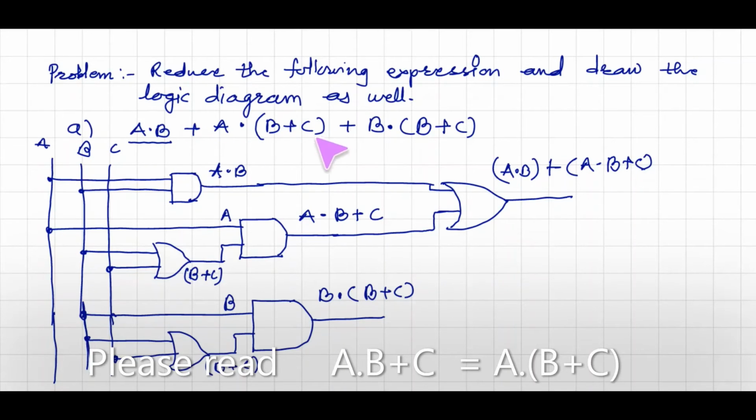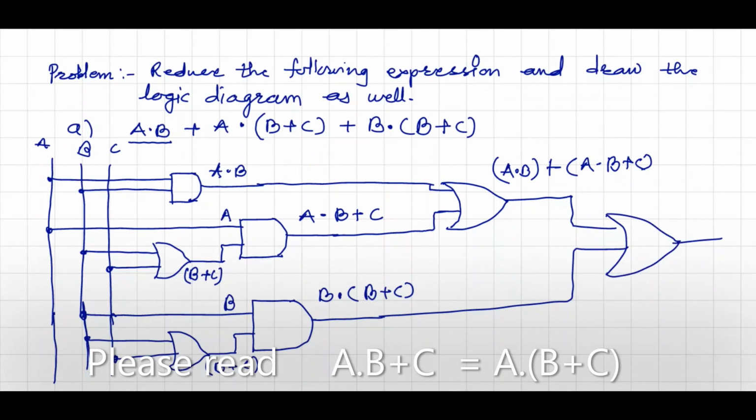Now this complete term is again ORed with the third, so the output of this is given to another OR gate. Here the input is this, and at this end b dot (b plus c), and therefore the output Y is a dot b plus a dot (b plus c) plus b dot (b plus c). So this is the logic circuit which we have drawn from this expression.